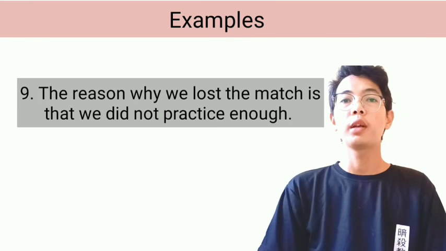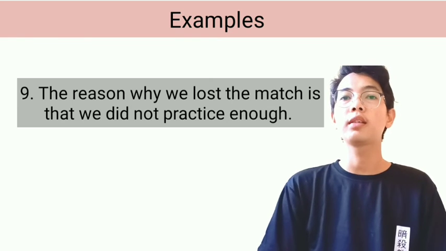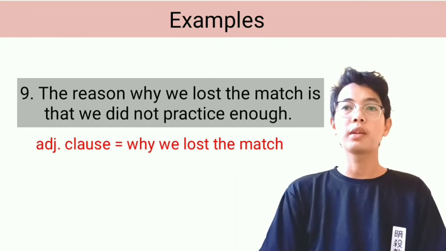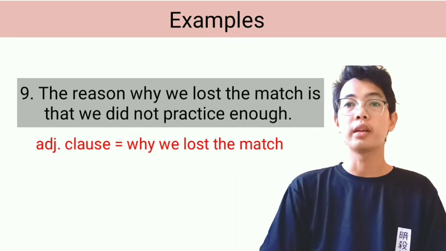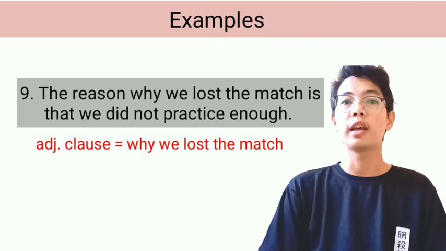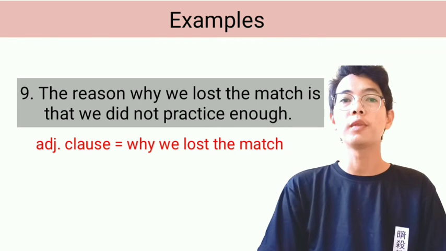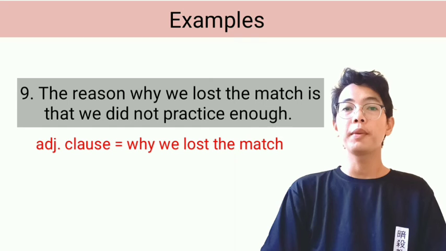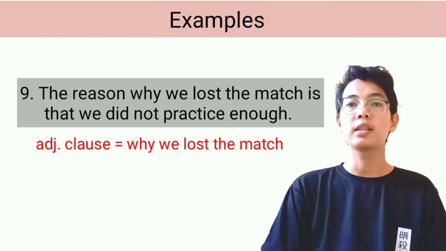9. The reason why we lost the match is that we did not practice. So, in this example, our adjective clause is why we lost the match, starting with the conjunction why, giving us information about the noun reason. Which reason? Why we lost the match. So, this adjective clause is giving essential information about the noun reason, helping us to identify the subject, the reason. Which reason? Why we lost the match.